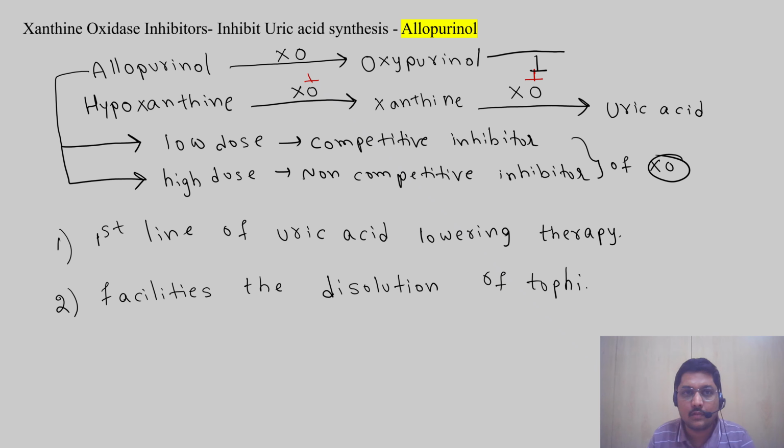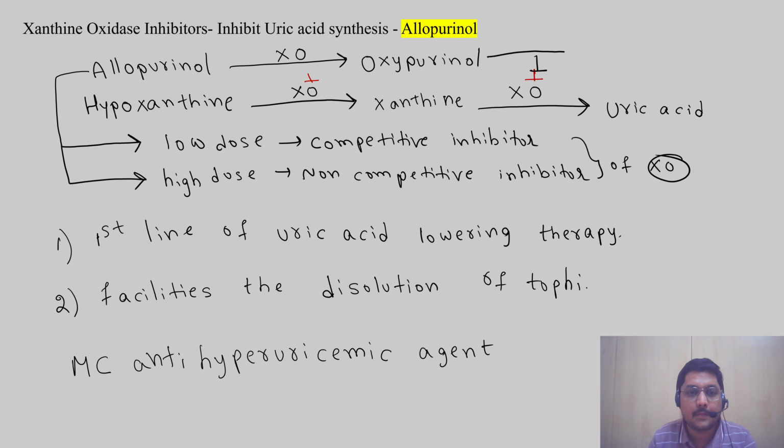When asked what is the most common anti-hyperuricemic agent? Yes, allopurinol is the answer.